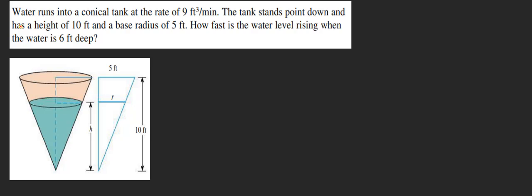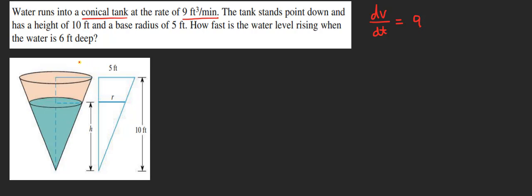Let's take a look at another example. We have water running into a conical tank at the rate of 9 feet cubed per minute. So you know that this feet cubed per minute has to do with dV/dt, the rate of change of volume with respect to time, and that is 9.